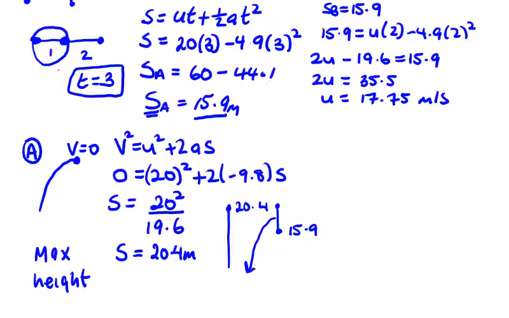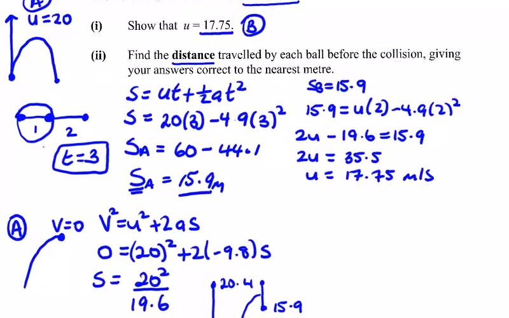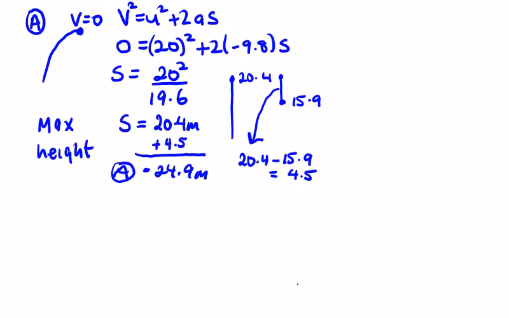So this distance in here is 20.4 minus the 15.9 it would still have to go to get to the ground. So that's 4.5. So we add the 4.5 on, we'll get the distance traveled by a to be 24.9 meters. I think it's to the nearest meter here. To the nearest meter will be 25 meters for this one.